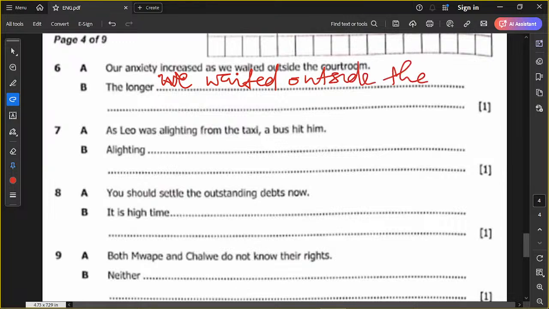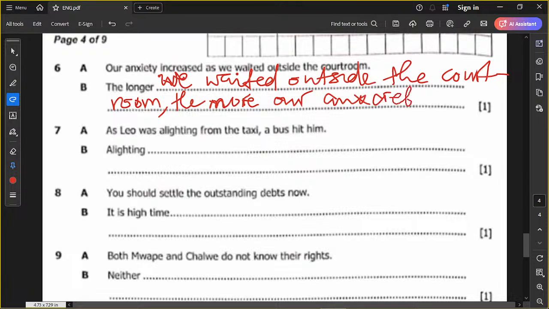the longer we waited outside the courtroom, the more our anxiety. Okay, the more we felt anxiety. Okay, like that. We come to question 7.